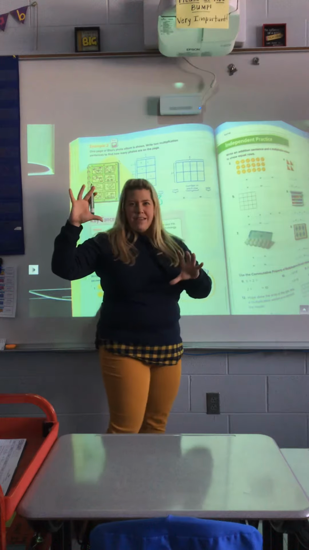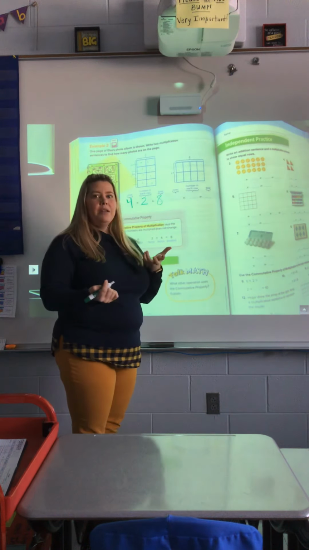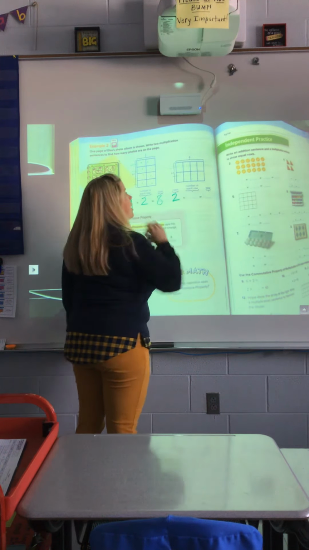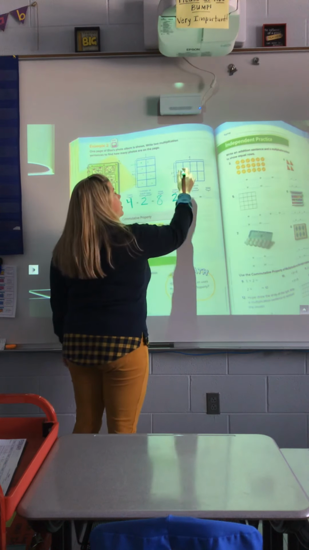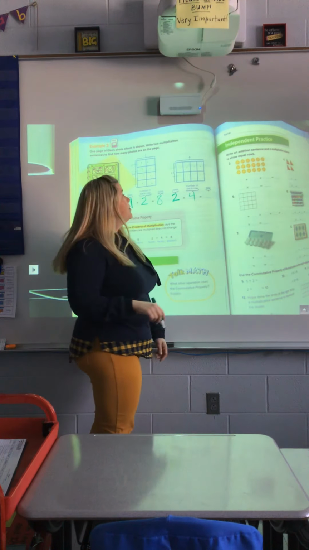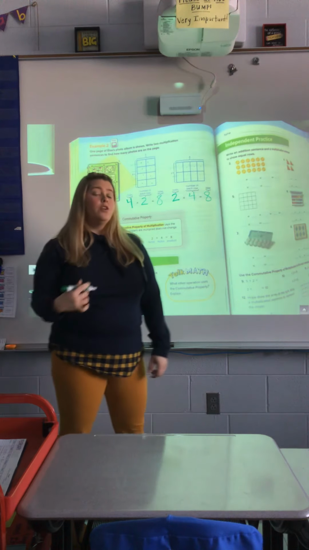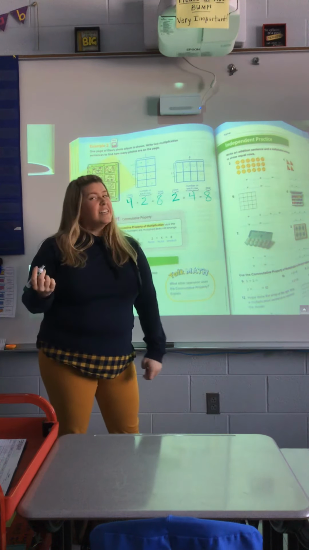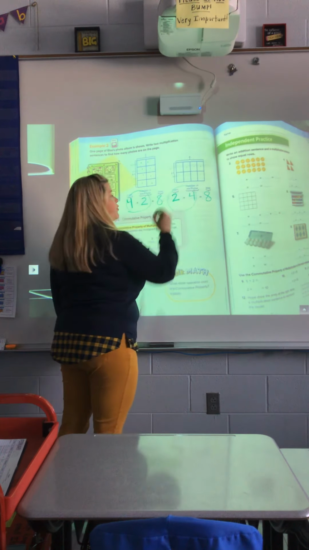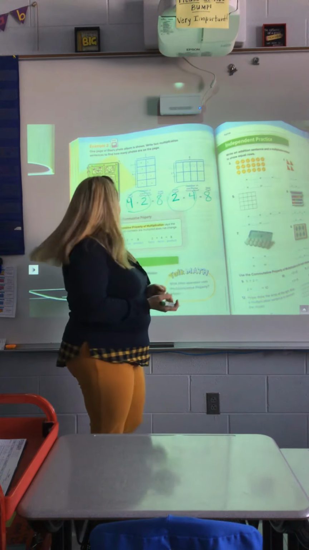What if I flip it and turn it the other way? Then it looks like this. So now, how many rows do I have? 2. How many are in each row? 1, 2, 3, 4. How many are there total? 8. So this is us using the commutative property of multiplication. It doesn't matter if we have 4 times 2 or 2 times 4. Either way, my answer is 8. I have 8 pictures on there.